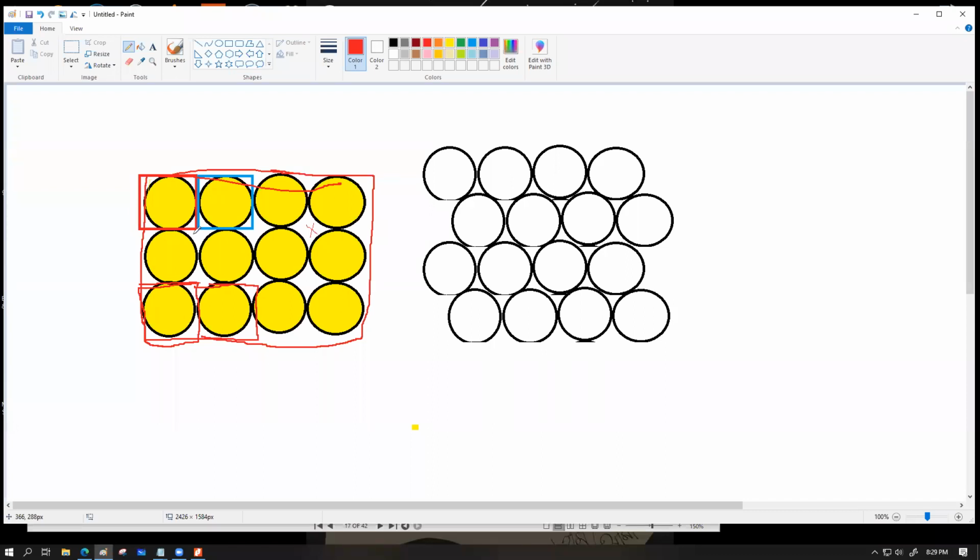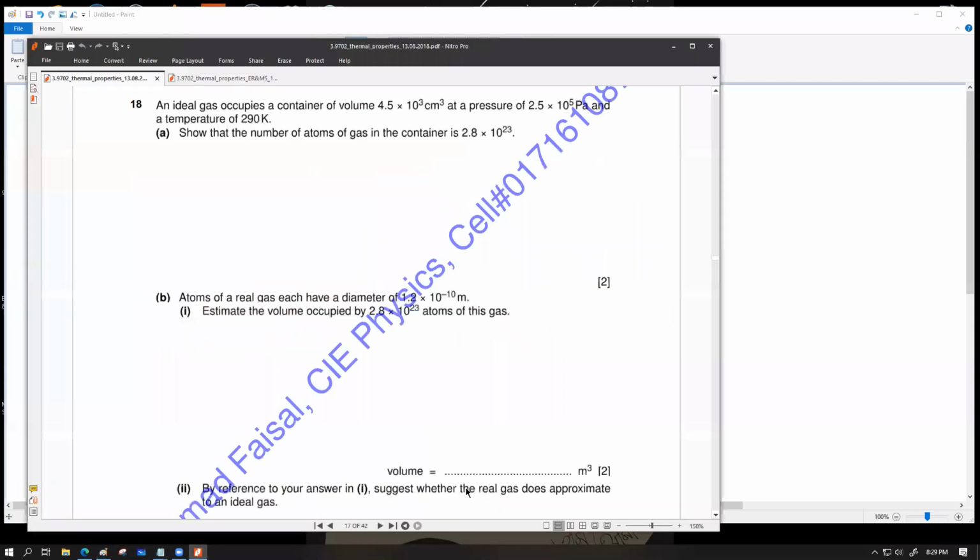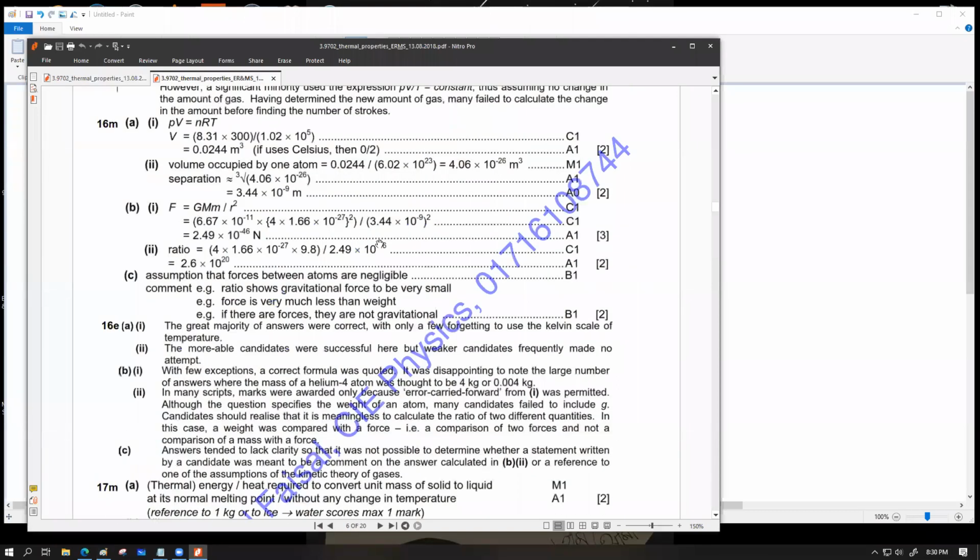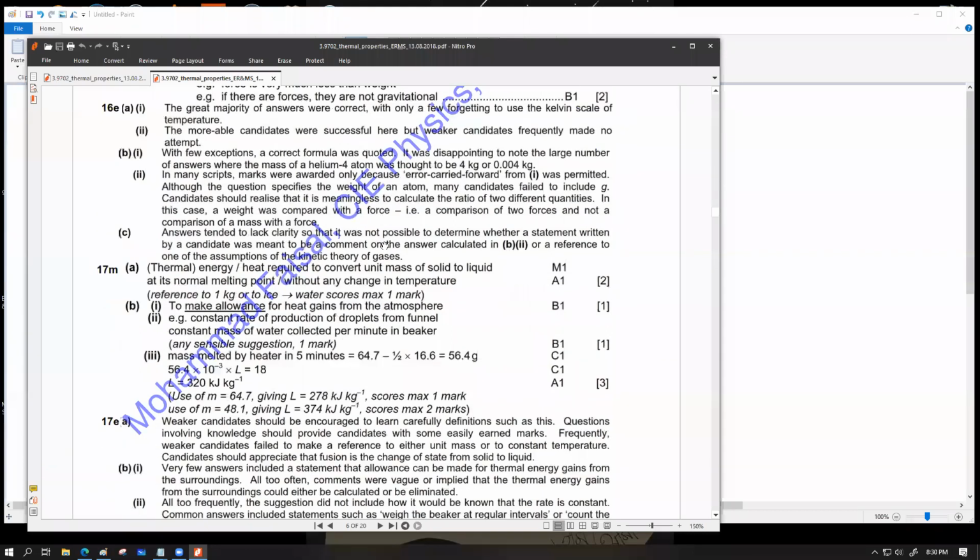Sort of. Because about empty space, I'm not sure if that phrase can be used over here. I'm not sure. Let's have a go at the masking and the examiner's report.